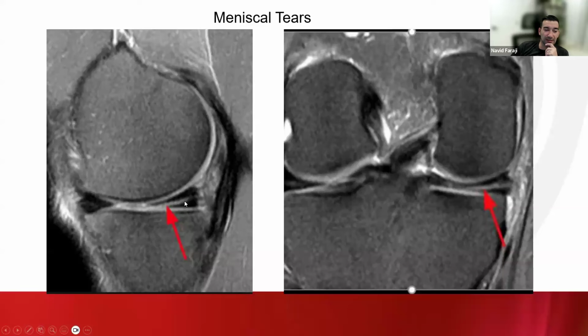We can see here nicely on this static image that there's fluid signal intensity disrupting the medial meniscus posterior horn. It disrupts the inferior articular surface, and we can see here on the coronal orthogonal plane that it's there too, disrupting the inferior meniscal surface. So that is two orthogonal planes, fluid signal intensity disrupting the meniscus, horizontal tear.